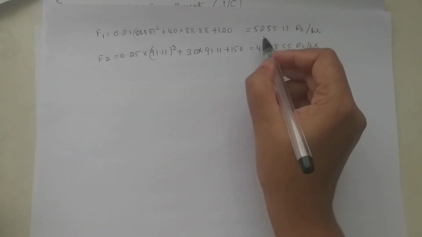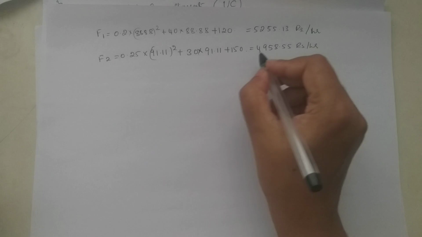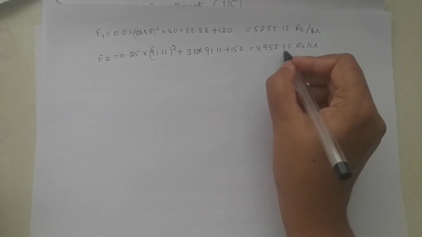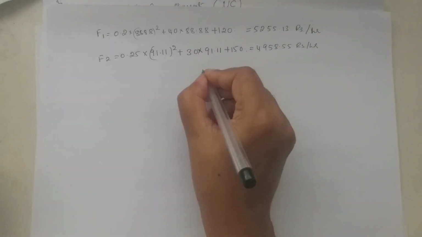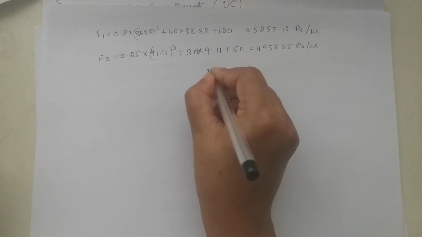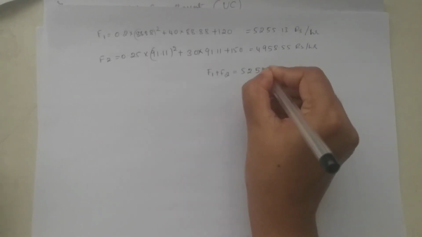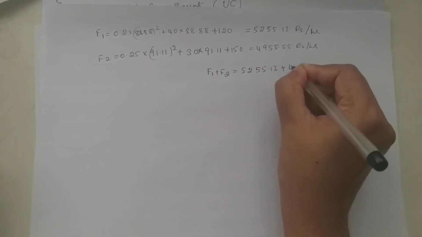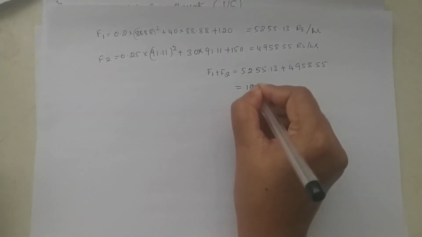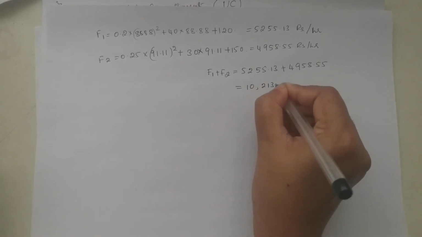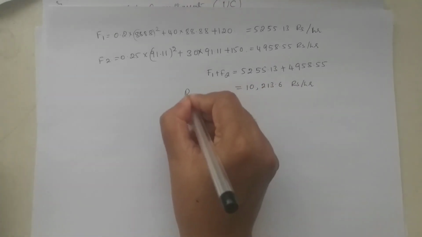On solving, we get F1 as 5255.13 rupees per hour, and F2 we get 4958.55 rupees per hour. Adding both, we get the production cost. Production cost is equal to F1 plus F2, which is 5255.13 rupees per hour plus 4958.55 rupees per hour. In total it would be around 10,213.6 rupees per hour. This is the production cost.